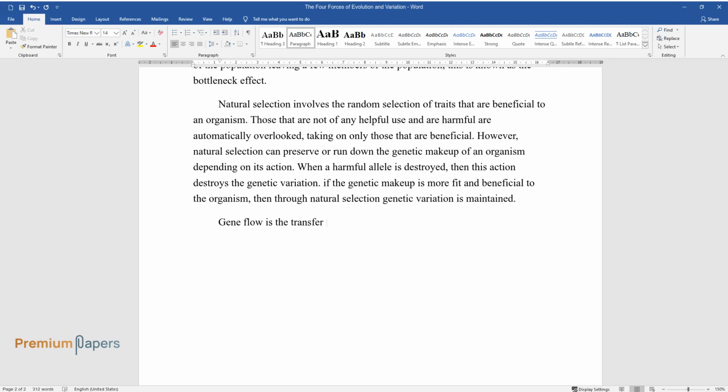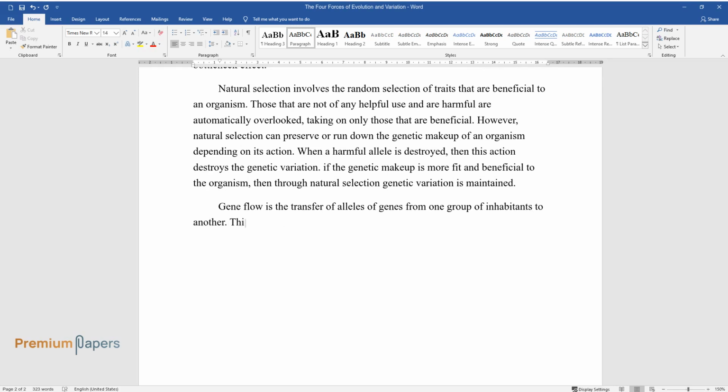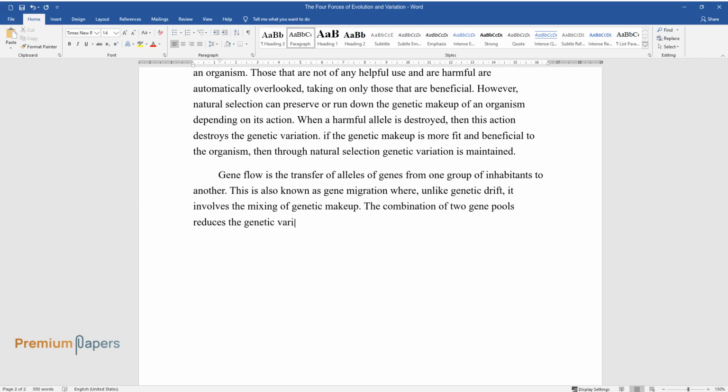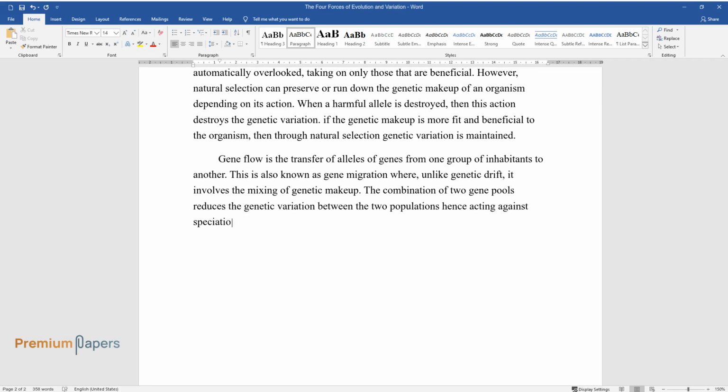Gene flow is the transfer of alleles of genes from one group of inhabitants to another. This is also known as gene migration where, unlike genetic drift, it involves the mixing of genetic makeup. The combination of two gene pools reduces the genetic variation between the two populations, hence acting against speciation.